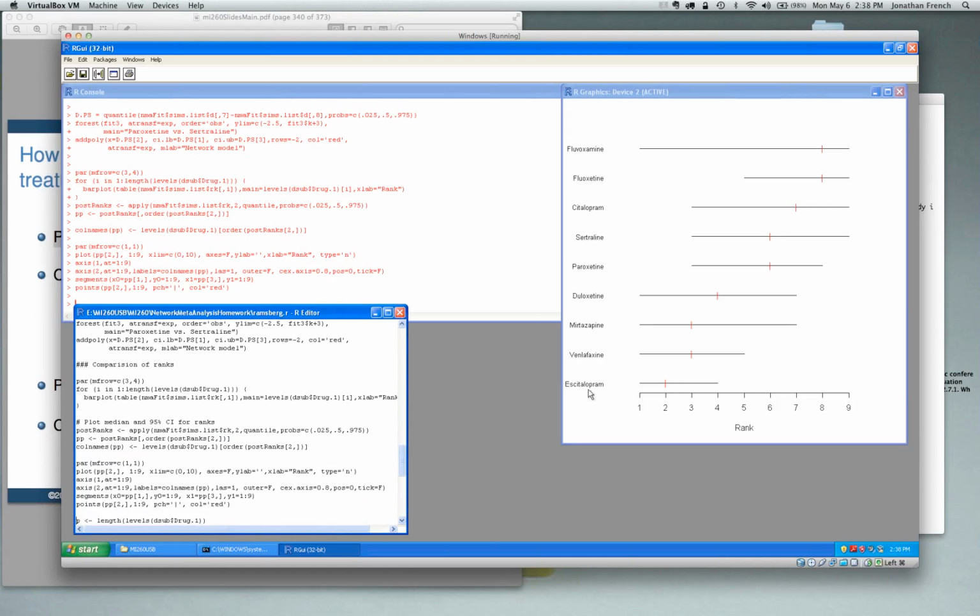So as we make this particular plot, I just use the segments function and the points function to make these segments from the 2.5 to the 97.5 percentile, adding in the median as a red line for our various drugs, ranked from the best, escitalopram, to the worst, fluvoxamine. This is ranked based on the median.